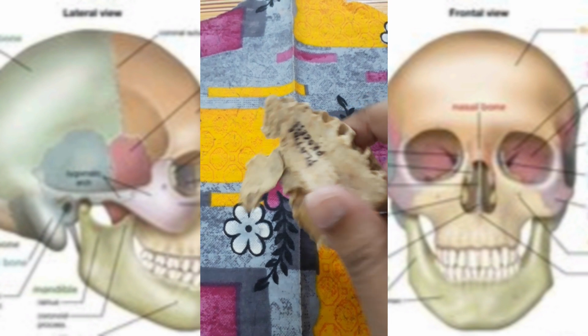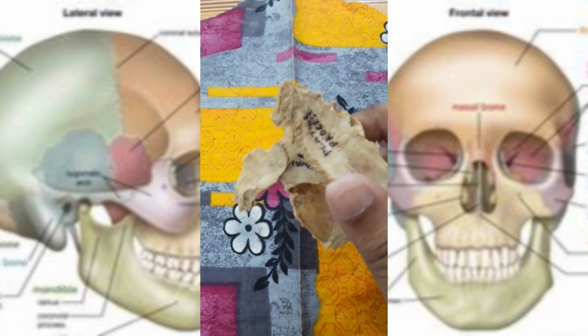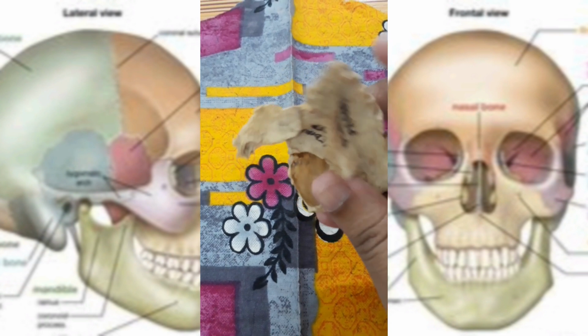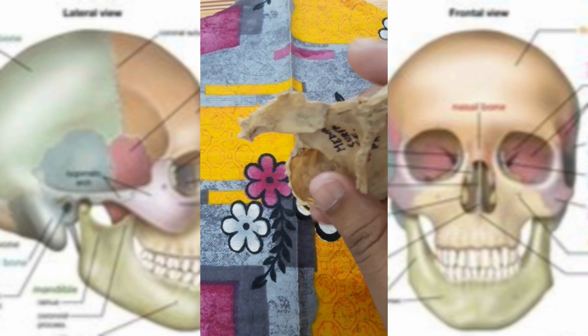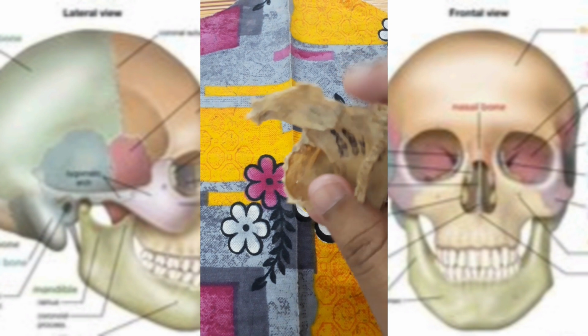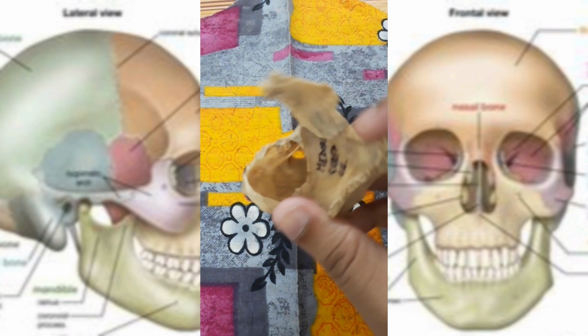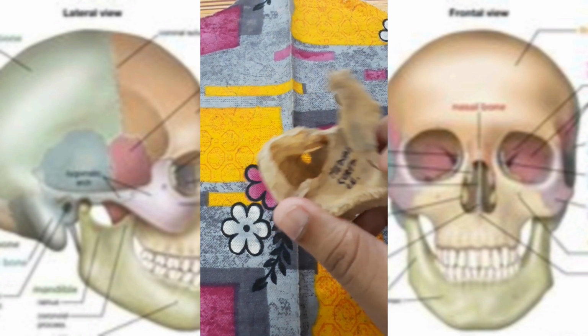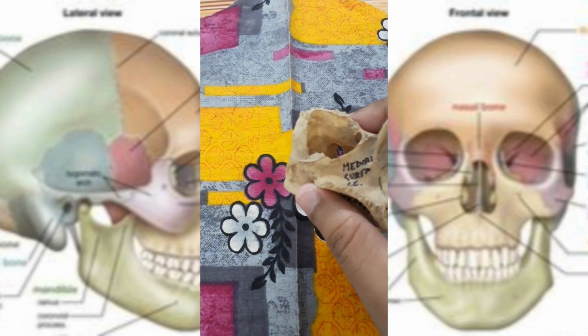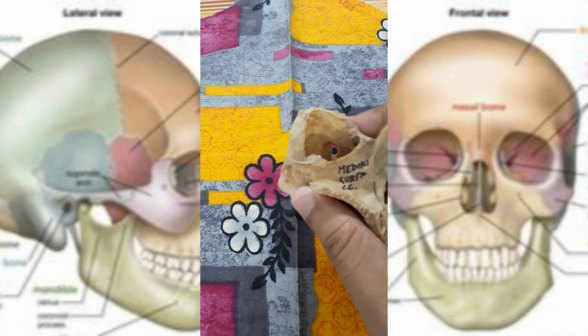So let's revise that the body of the maxilla contains the maxillary sinus. Here we have the four surfaces: the anterior or facial surface, the posterior or infratemporal surface, the superior or orbital surface, and finally the medial or nasal surface. Next let's move on to the processes of the maxilla. There are four processes, as we already know: the zygomatic process, frontal process, alveolar process, and the palatine process.